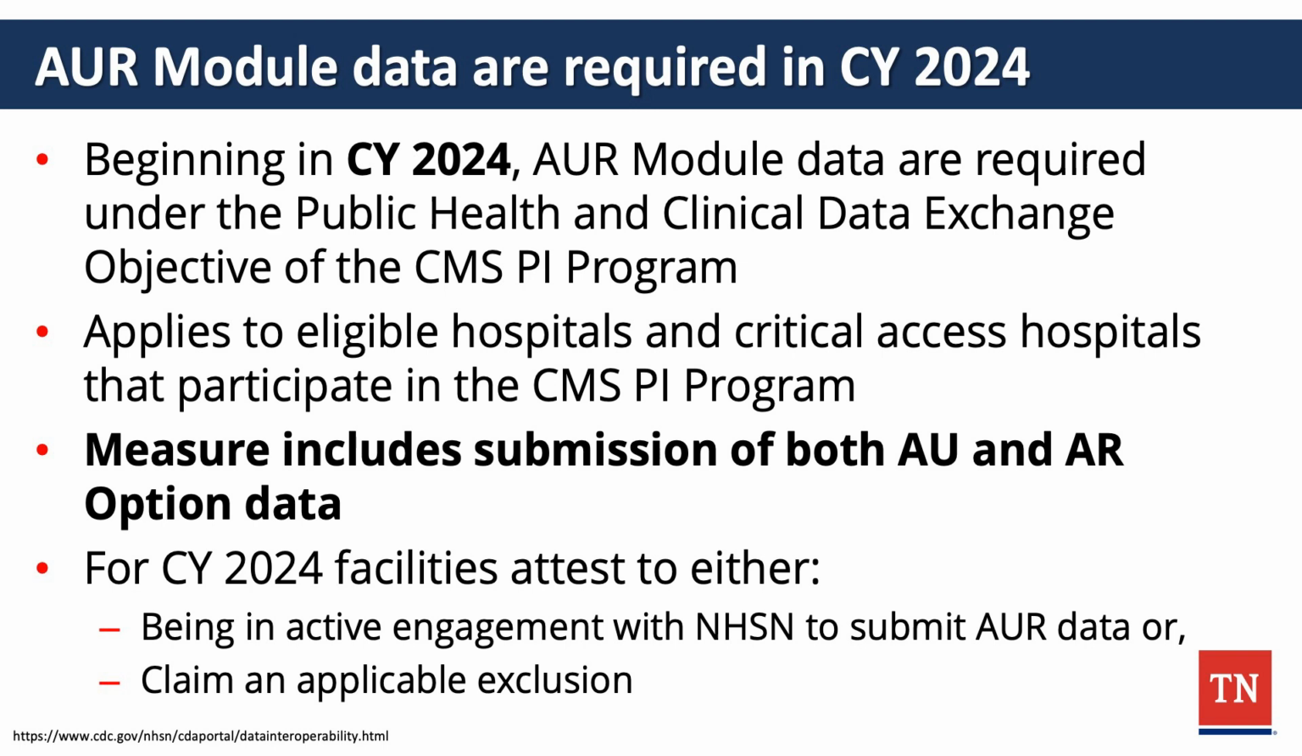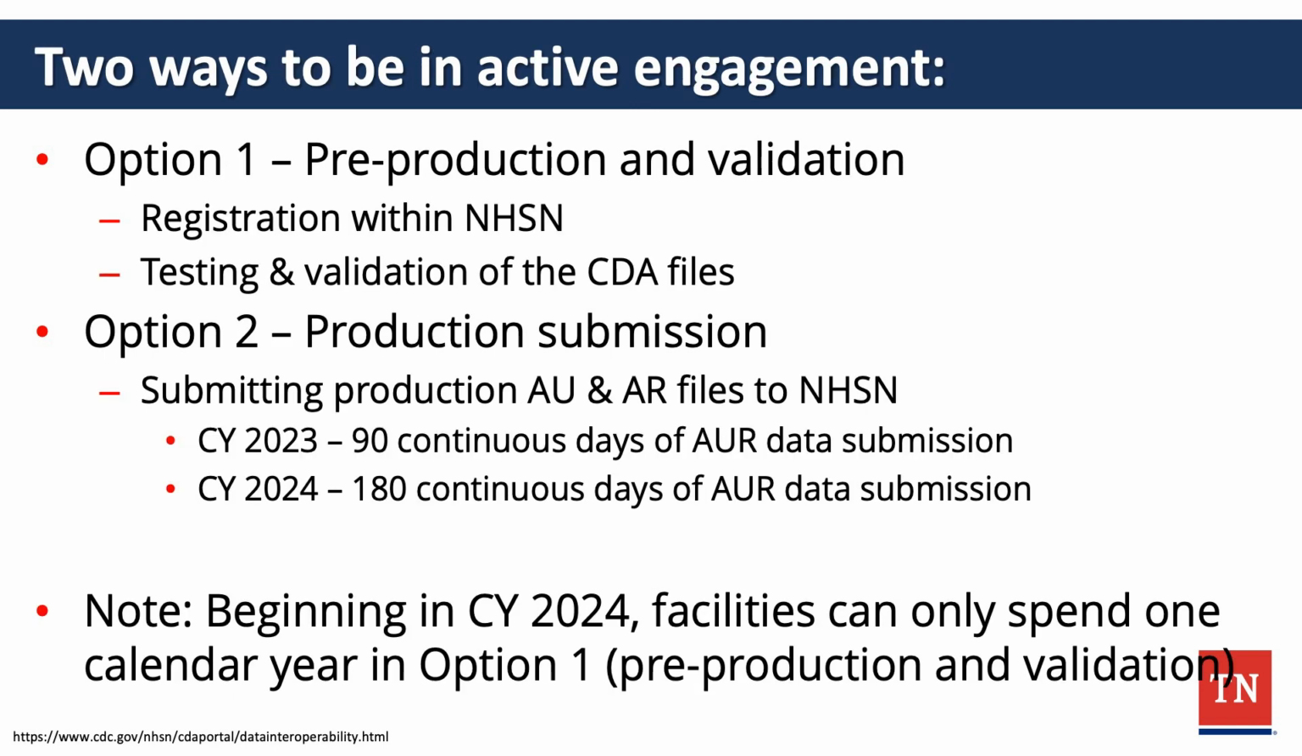And so I think this is going to be a challenge for many facilities, not necessarily to do the antibiotic use option piece, but to do the antibiotic resistance option piece. There are a couple of things you should be aware of going forward: in calendar year 2024, if your hospital participates in Promoting Interoperability, you have to either claim a hardship exclusion, which we'll talk about in the next slide, or attest to being in active engagement with NHSN.